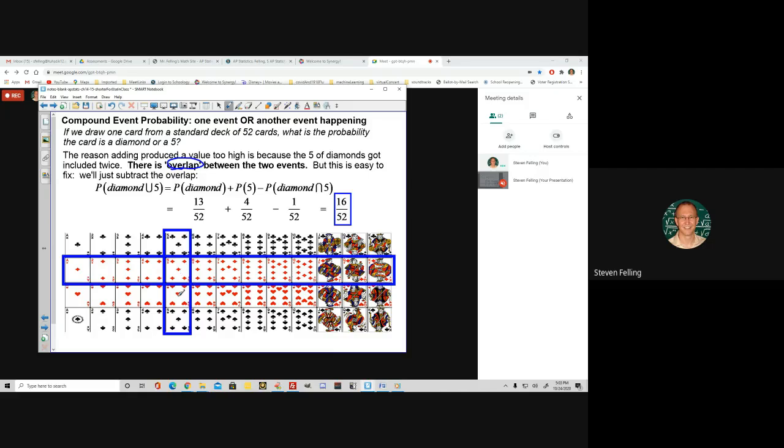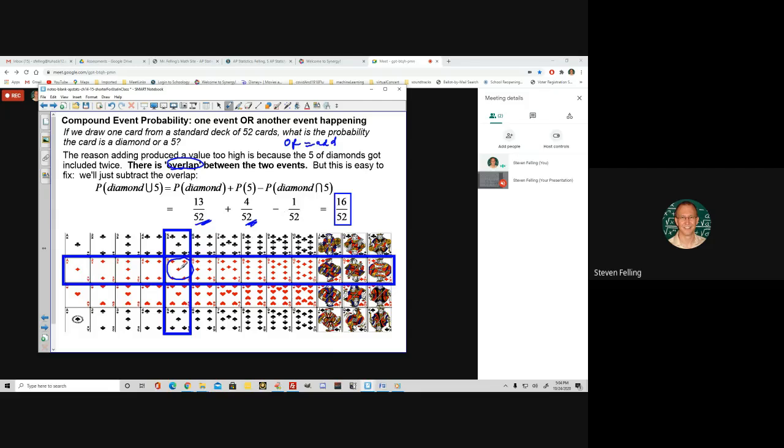Okay. So if I want to adjust this so it's correct, I could still use the idea that OR equals add, okay? But I have to adjust for this kind of catch, right? You could take the probability of having a diamond, which is 13 out of the 52 cards, right? You could add on the 4 out of 52 probability of having a 5, but then you have to subtract off this overlap one so it doesn't get counted twice. Subtract it once, which is 1 out of 52.